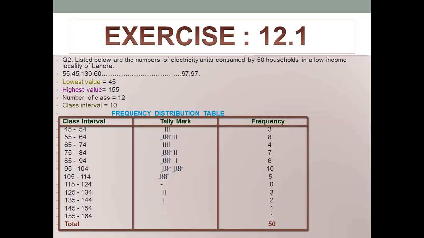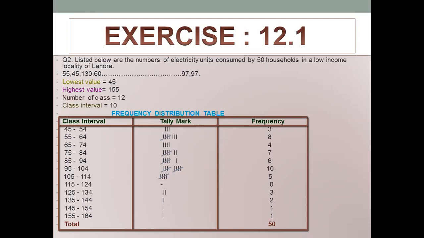So the same procedure we will adopt. First we check which one is the lowest number and which one is the highest number in the data. I write the lowest value 45 and the highest is 155. You check again, maybe there will be some mistake, but I am sure that the lowest value is 45 and the highest value is 155. The number of classes is already given, which is 12, and the class interval is 10. Now we start the lower class limits from the lowest value 45.